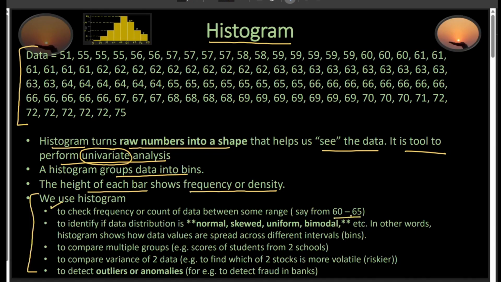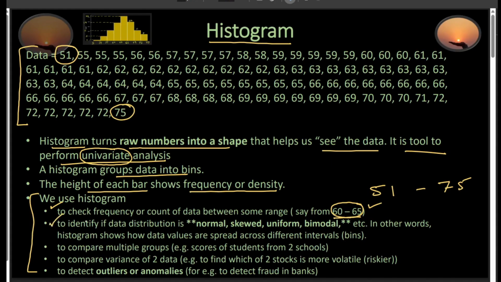Let's say in this particular instance your data is going from 51 to 75. Since your data is going from 51 to 75, let's say you want to know how much of your data is between 60 and 65. A histogram allows you to visually see that, how much of your data is between 60 and 65.